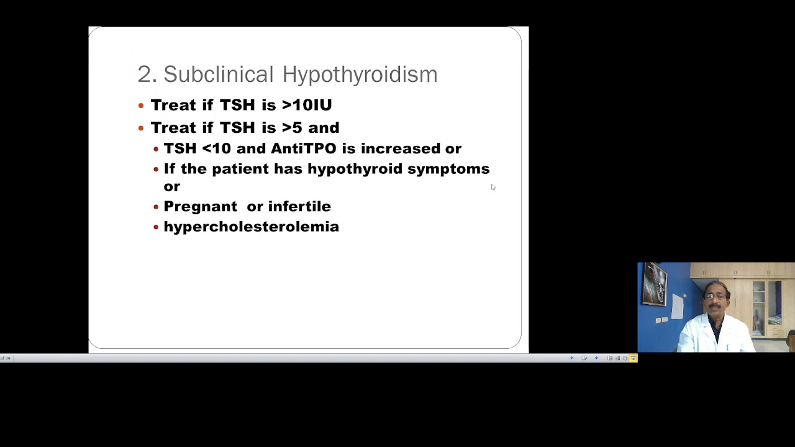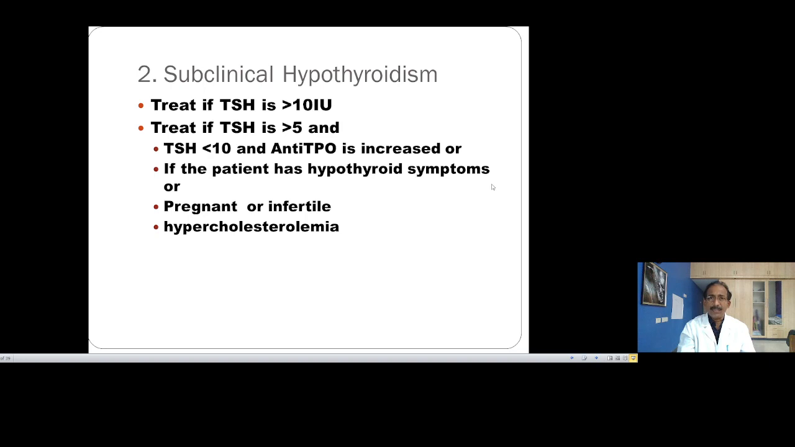You have to treat with replacement of levothyroxine if TSH is more than 10 international units. That's a generalized agreement across all associations, including the American Thyroid Association or Indian Thyroid Association. But what do you do if it is between 5 and 10? Less than 5 is normal. So if the TSH is less than 10 and more than 5, check the antibody titers.